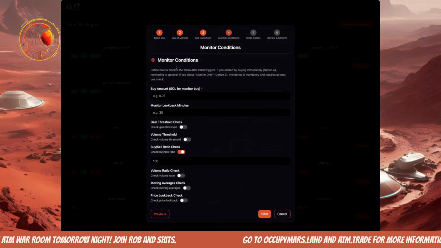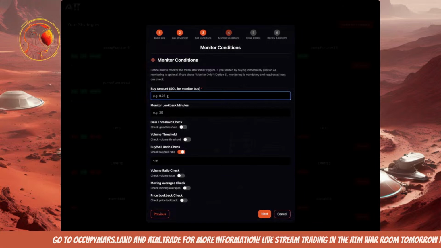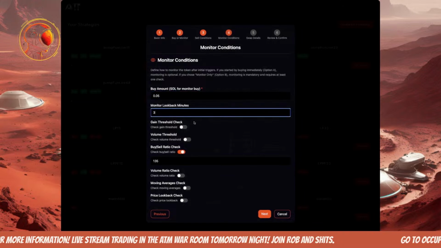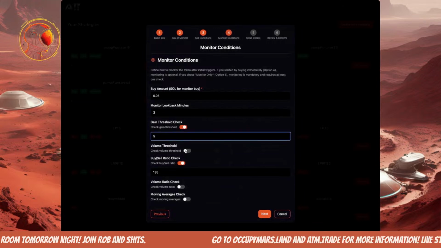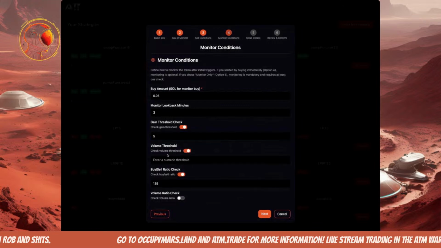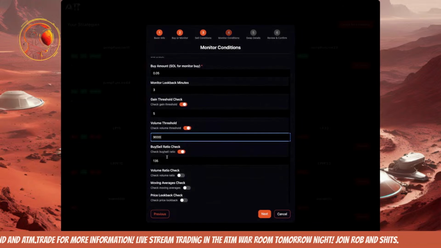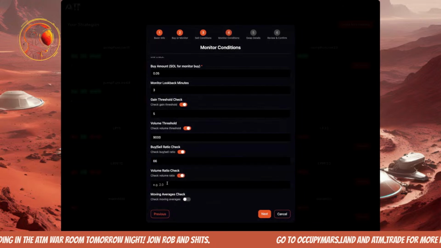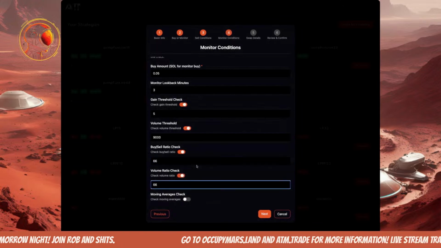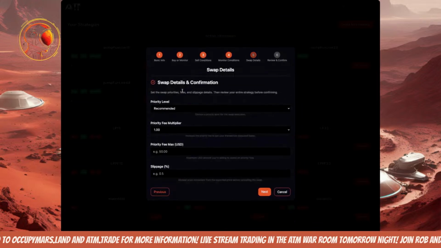Monitor conditions. So this defines the initial triggers for the monitoring. What we're going to do is buy 0.05. We're going to look at the last 3 minutes of transactions. We're going to make sure that we've gained at least 5% over those 3 minutes, and that over those 3 minutes we have $9,000 in volume. And our buy-sell ratio check, we're going to set that at 66% and the volume ratio at 66%. I'm not going to worry about moving averages or price look back.